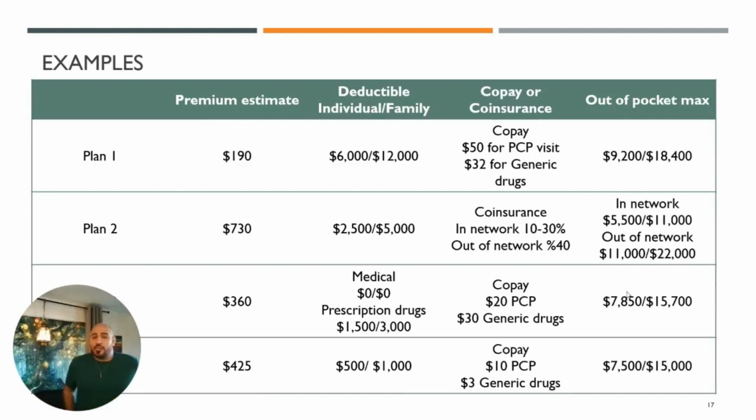So here, if you want to meet the out-of-pocket max for the in-network, you want to make sure to only see doctors in network. That's 5,500, versus 11,000 for family, and for out of network 11,000 versus 22,000 for family. You can see the third one is a little bit different.